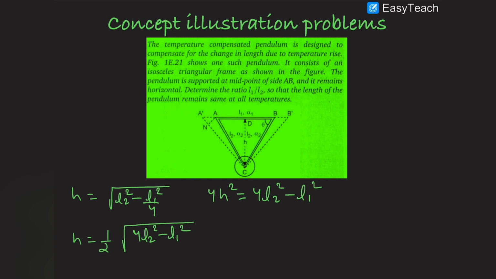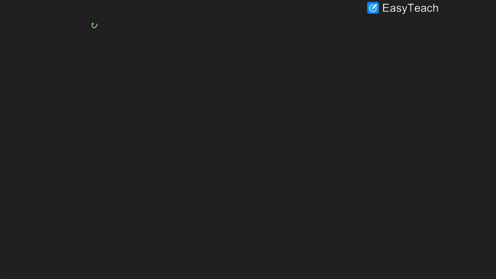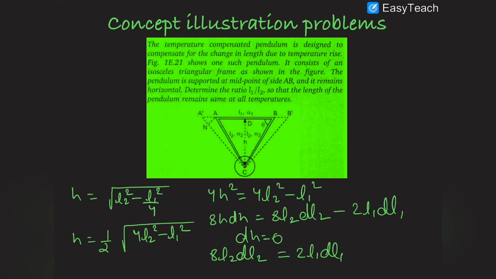And we can differentiate these terms. So it would be 8h dh, and it would be 8 L2 dL2, and this is minus 2 L1 dL1. Now dh is 0 because h is not dependent on the temperature. So we can say that 8 L2 dL2 is equal to 2 L1 dL1. Okay, and hence we can say that 4 L2 dL2 is equal to L1 dL1.